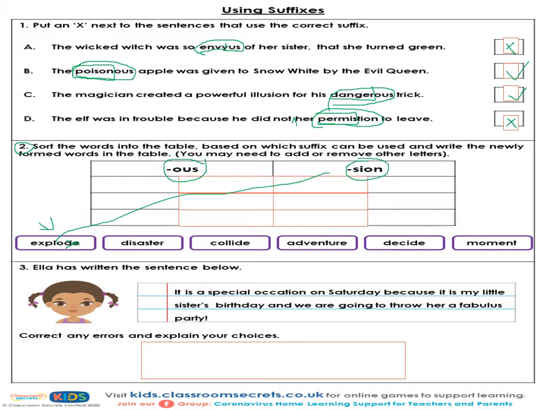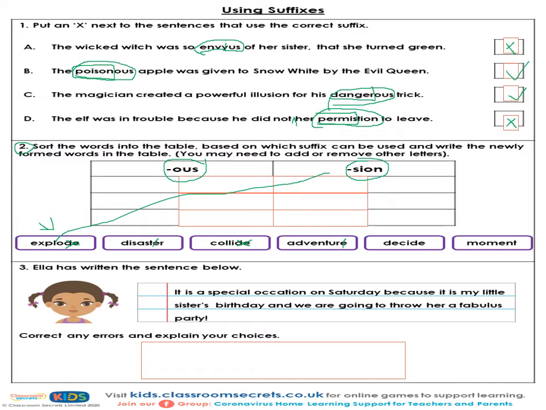Right, so hopefully you had explosion, we talked about. Then disastrous. Well, this is a tricky one. You'd think it would be disaster and then us, but actually you need to take out the E. Disastrous. Collide, it's not collidus, it's collision. You need to take out the D and the E. So you end up with C-O-L-L-I-S-I-O-N. Adventure becomes adventurous. Again, you need to just take out that E.